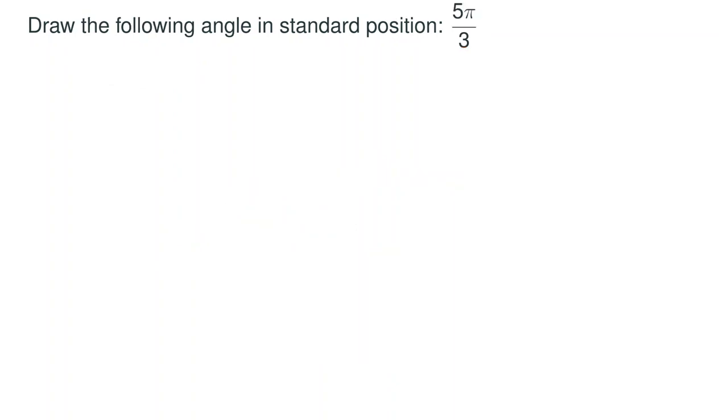Draw the following angle in standard position. Here, 5 pi over 3. Again, the pi itself does not make it radian. The fact that there's no degree sign, we can assume that this is radian. So how do you approach this? Again, we're sketching an angle at an approximate. So we know that pi is about 3.14.